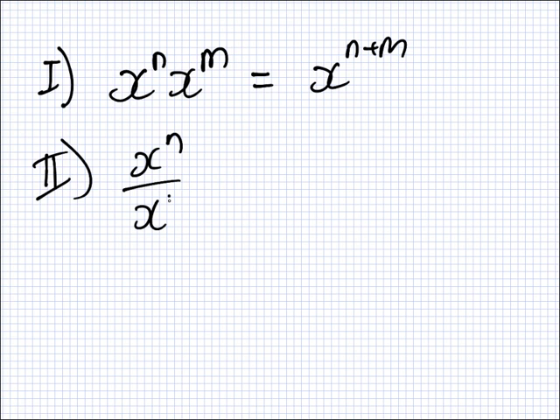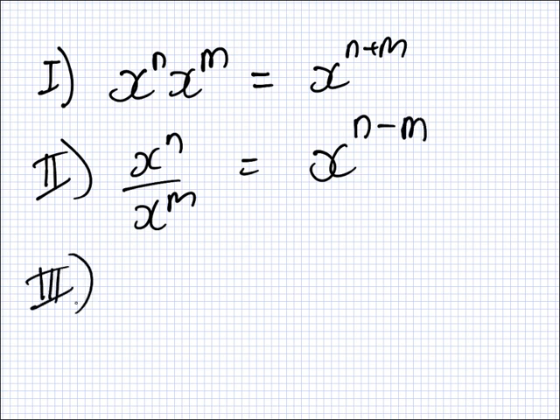Harrison, do you know this rule? x^n divided by x^m equals x^(n-m). Good. Chad, do you know what this becomes? x^(n+m). That's the same thing.